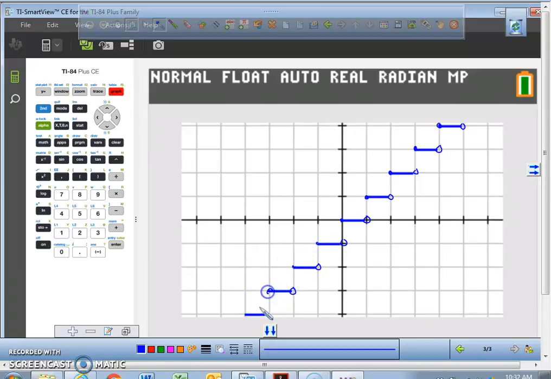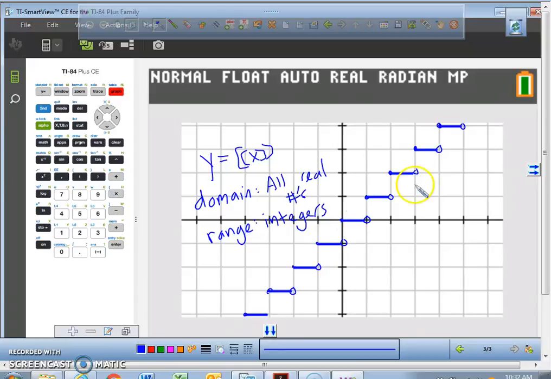Now, this was what we did yesterday in our journals. So this is the function y equals the greatest integer of x. By the way, what's the domain? The domain is all real numbers for the greatest integer function. What's the range, though, for greatest integer? Just integers. The range for a greatest integer function is just integers.